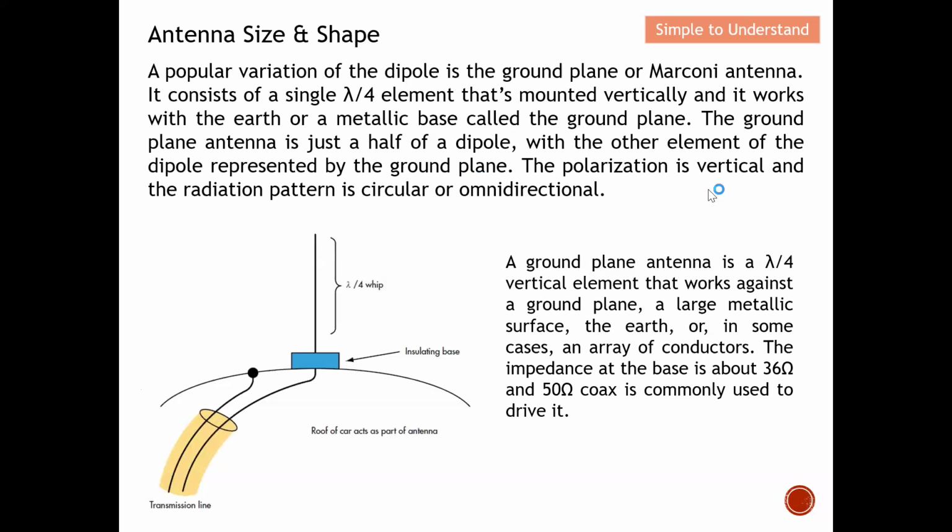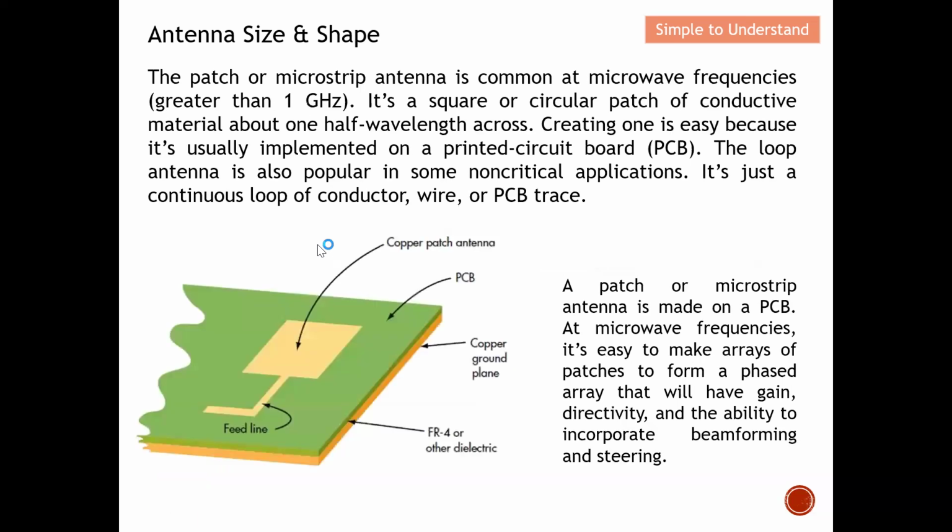The polarization is vertical, so keep this in mind. This is a vertical polarization, and the radiation pattern is circular, or omnidirectional. So this is what I mentioned earlier. The impedance at the base is about 36 ohms, and this is driven by this 50 ohm coaxial cable. For example, let's say this is a transmit antenna. The signal travels along the coaxial cable and then passes on to the antenna, as you can see from here.